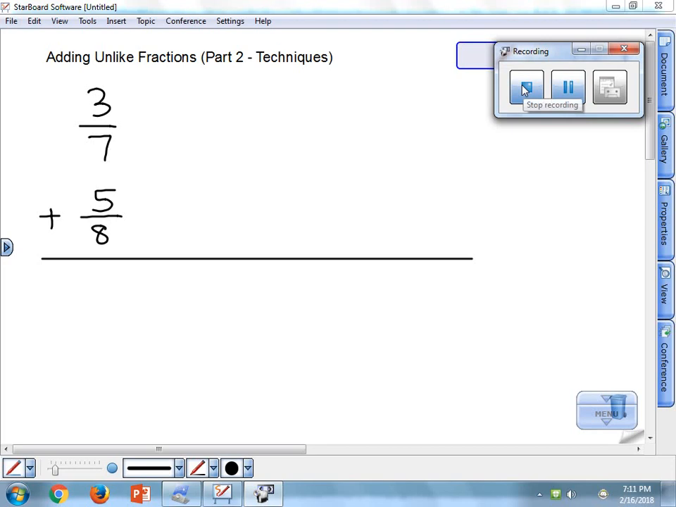In the second part of this two-part presentation of adding unlike fractions, I want to show a few numerical techniques that we started to allude to in the first part. So let's suppose I want to add 3/7 and 5/8.